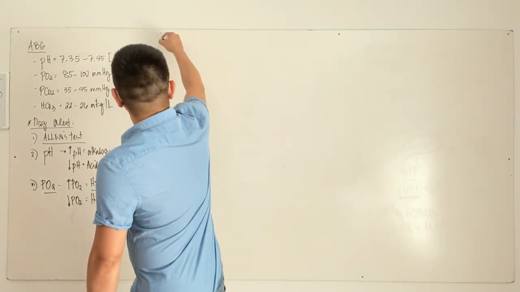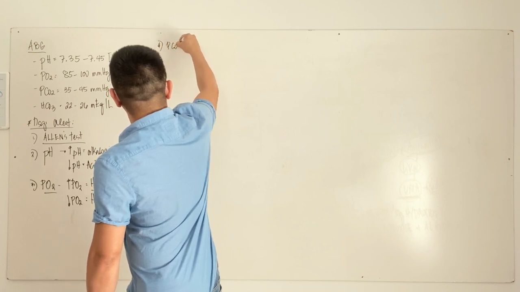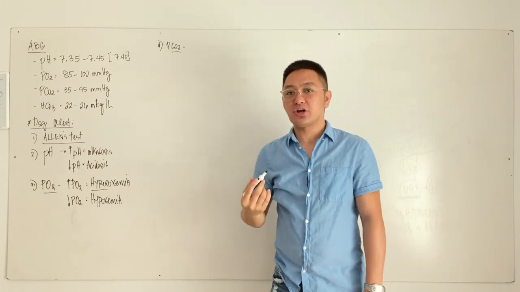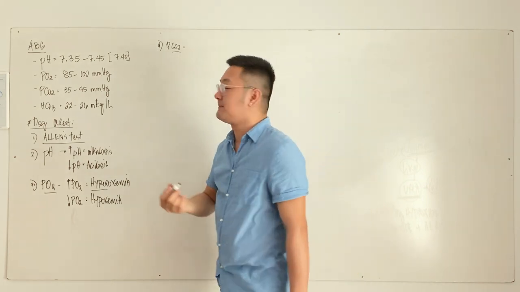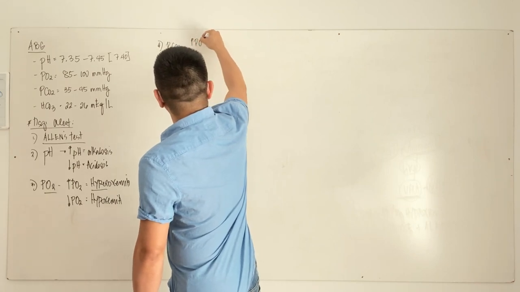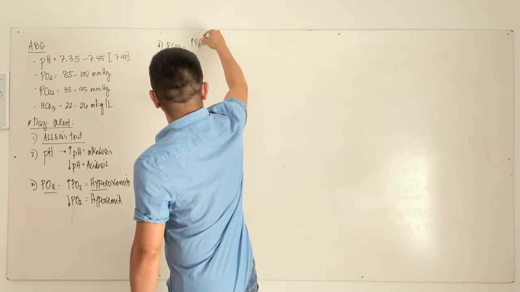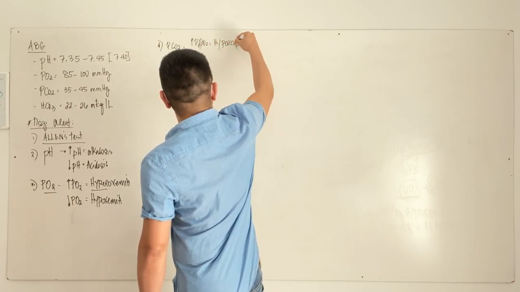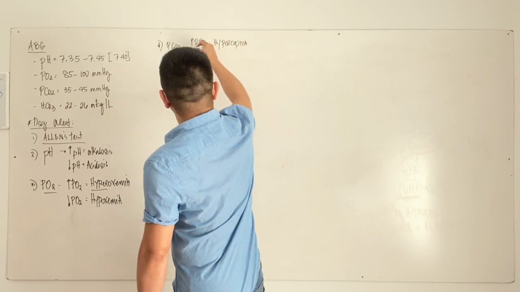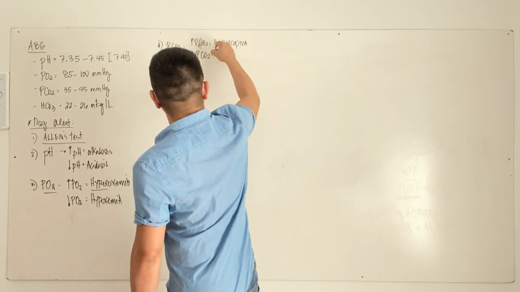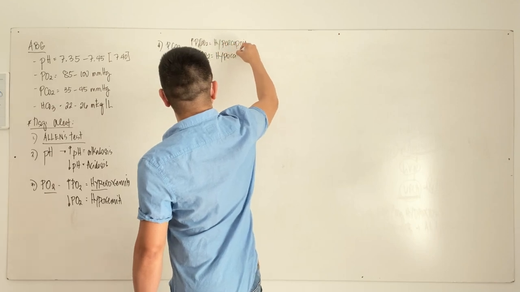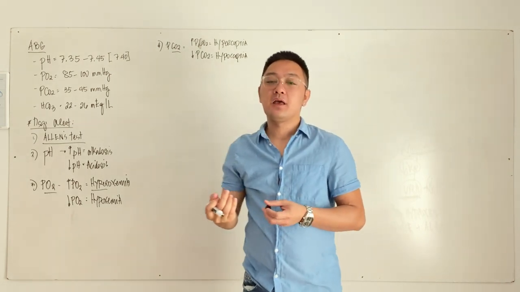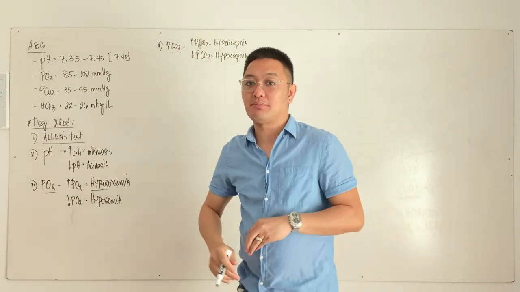Next, number four, will be your partial carbon dioxide pressure. Again, normal, I said 35 to 45. What do you call that state or condition where there's too much carbon dioxide? If there's too much carbon dioxide, you call that condition hypercapnia. A decrease in your partial carbon dioxide pressure, you call that hypocapnia. So if you're hypercapnic, there's too much carbon dioxide; hypocapnia, there's decreased carbon dioxide level.